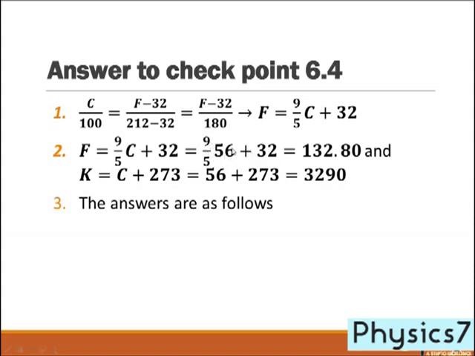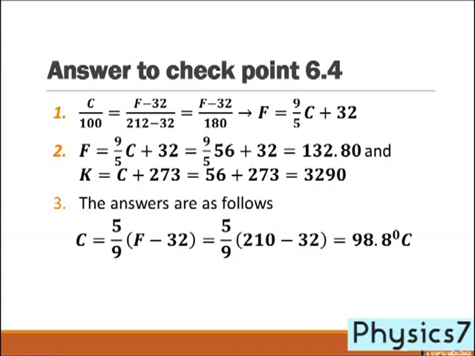So that's simply the case of you just substituting into this expression the value for C equal to 56. And if you do that, what you get is that the temperature in degrees Fahrenheit will be 9/5 times 56 plus 32. And so that will give you the temperature in degrees Fahrenheit equal to 132.80. And in the same way, the temperature in Kelvin will be equal to the temperature in degrees Celsius, which is 56, plus 273. And so that will give you a value of 329 Kelvin.